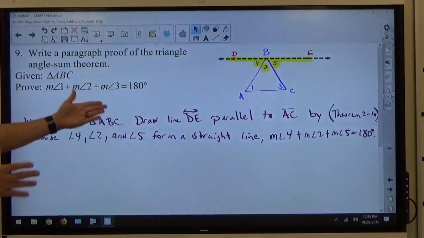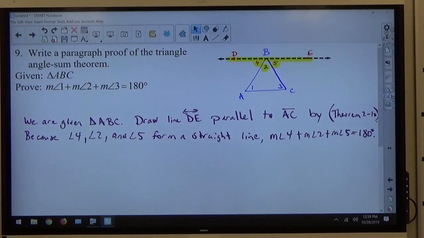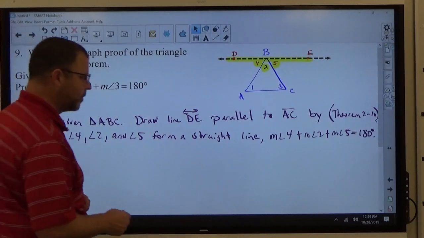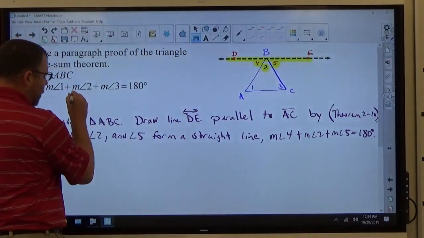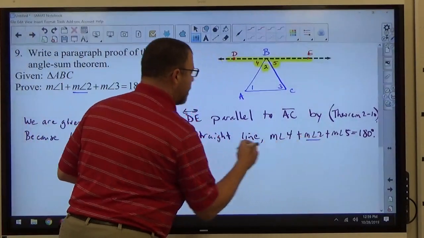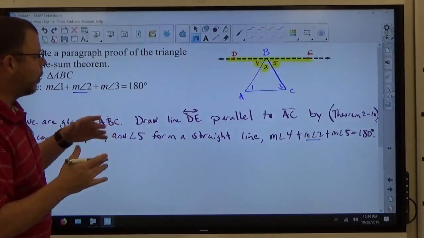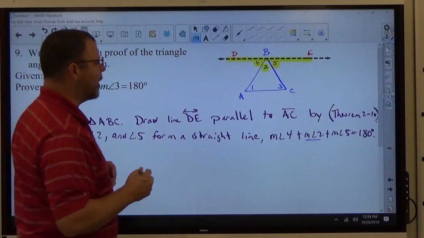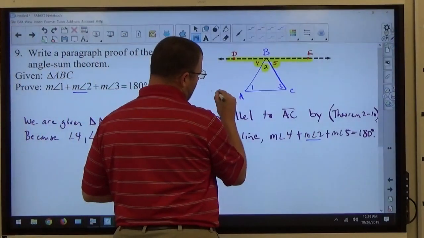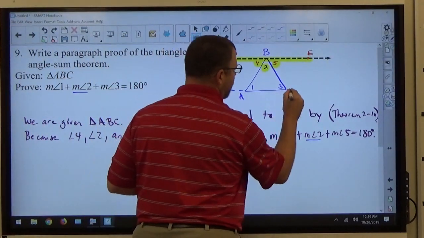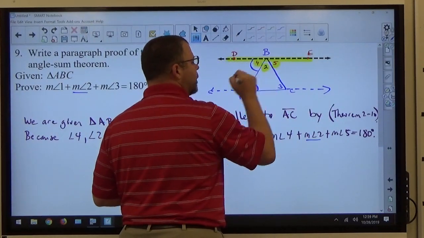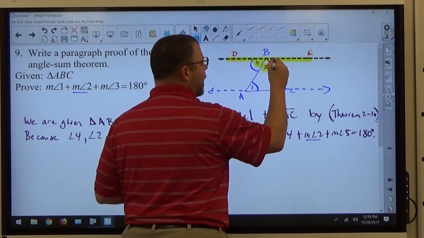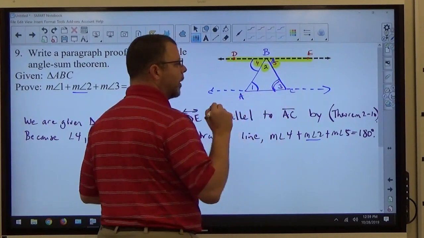That gives me an equation that looks very much like what I'm trying to prove, but doesn't have the exact components that I need. So the next thing I need to do is figure out what's missing. Angle 2 is already there, 1 and 3 are missing, so I'm looking at 1 and 3 versus 4 and 5. If I extend this a little bit further so we can see the parallel line going on here, angle 1 and angle 4 are alternate interior angles. Angle 5 and angle 3 are also alternate interior angles.